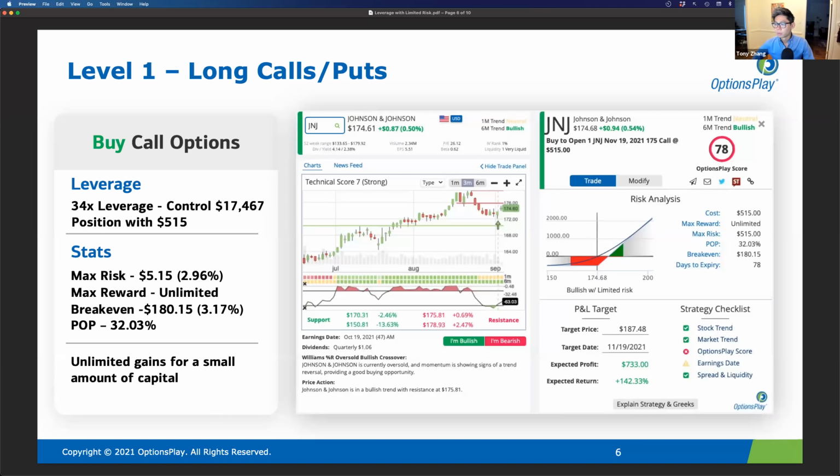If the butterfly is going wrong because of time, can we reduce the risk without getting completely out of the trade?